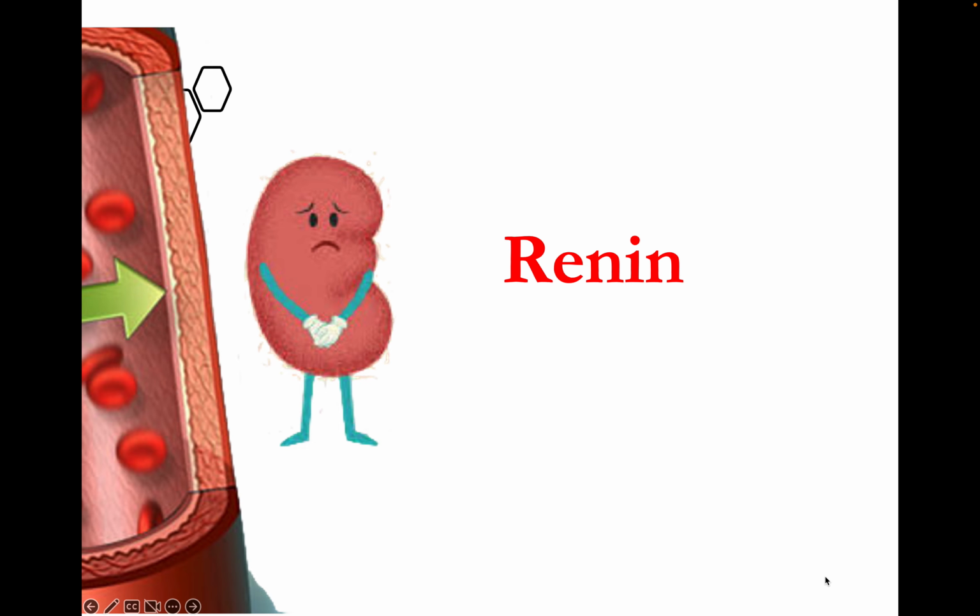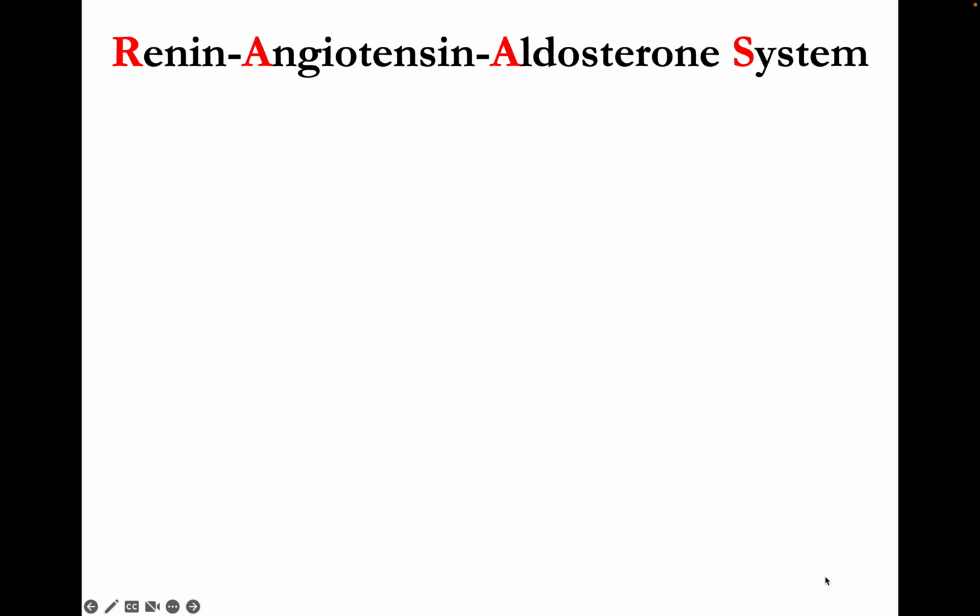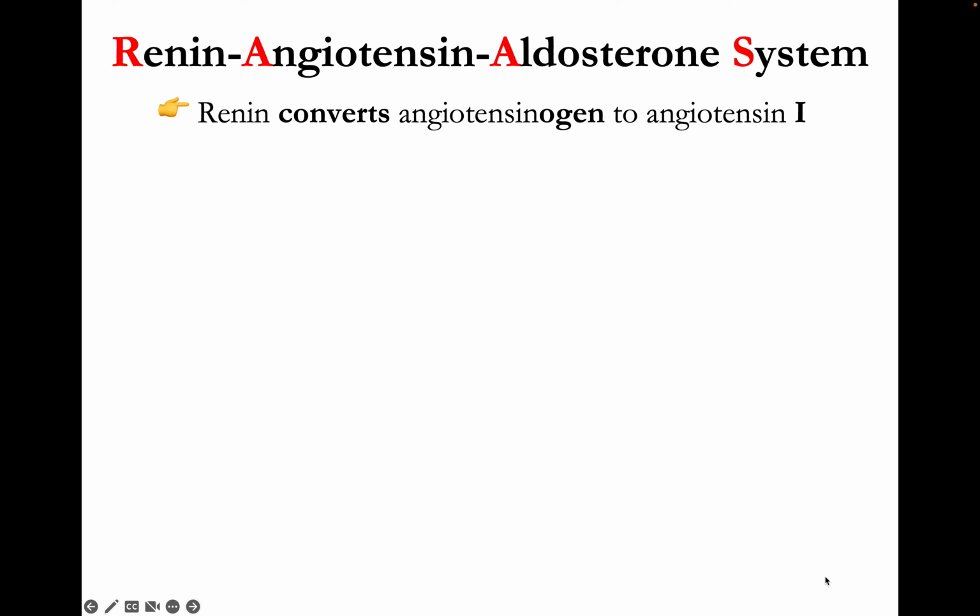Let's talk about renin. Renin is the first component of the renin-angiotensin aldosterone system. It converts angiotensinogen to angiotensin 1.